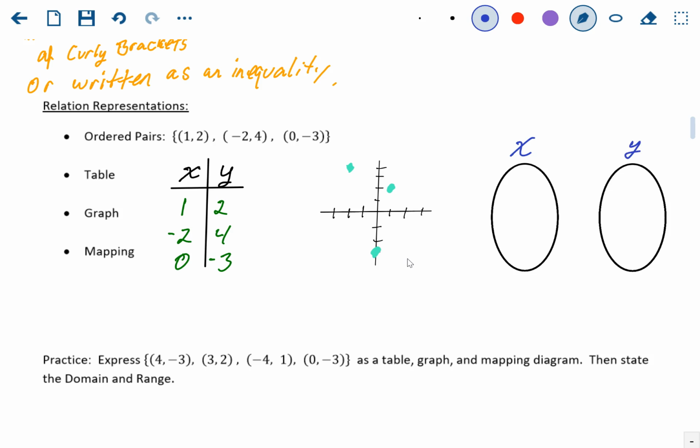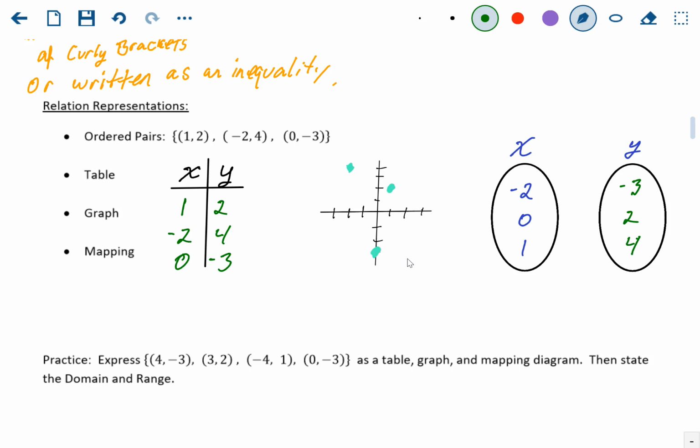So your X oval needs to be all the X values. I'm going to put them in order. So all my X values are -2, 0, and 1. And then put all your Y values in. All your Y values are, again, I'm putting them in increasing order. It's -3, 2, and 4.